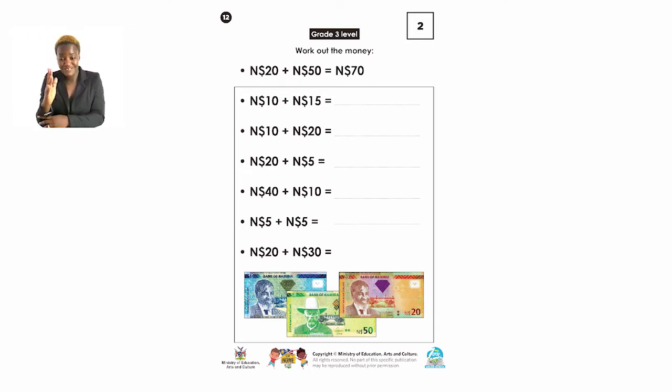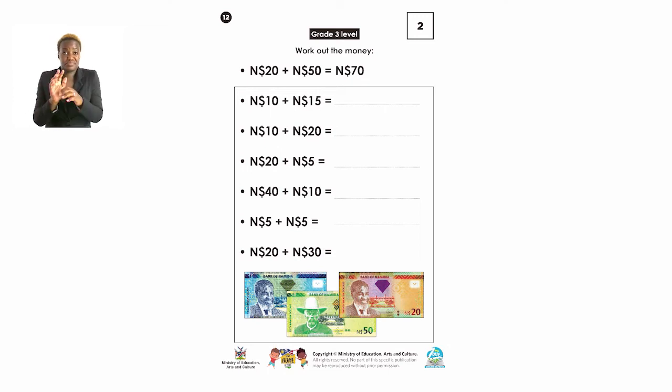Actually, not the note, but $15 underneath of the 10, and then you can add up the two to give you the amount, the total amount of the money that you have. How about the second one?